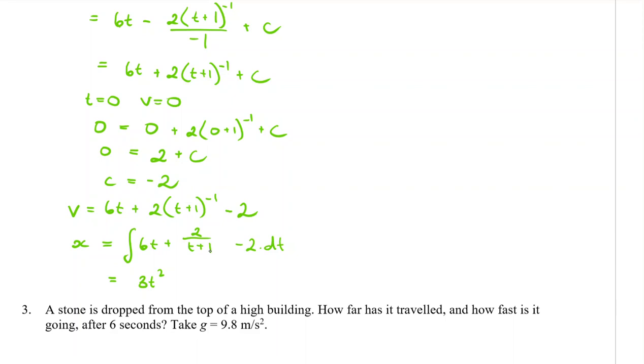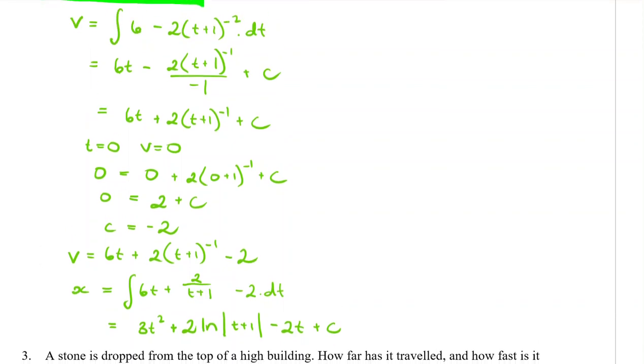So if it's a logarithm, the derivative of the bottom needs to be on the top. What's the derivative of my bottom? 1. So I need a 1 on the top. What should I do with that 2? Just move it to the side. So it's going to be a 2 ln of the absolute value of t plus 1. Then we are going to integrate our minus 2, which is negative 2t plus c. All right, time to work out our second constant.